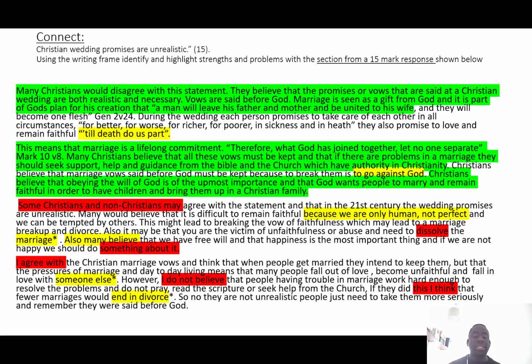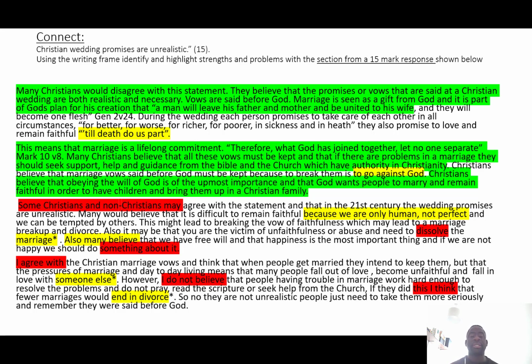And then they go, "Some Christians and non-Christians may agree." Now, the reason why that's been highlighted in red, you should all be able to tell me that instantly. Who are the some Christians? Which specific denomination are you talking about? Who are the non-Christians? Why would you be writing about non-Christians when talking about wedding promises being unrealistic? And if you are going to write about non-Christians, who are you specifically referring to? Your answers need to be specific. Your references need to be specific.